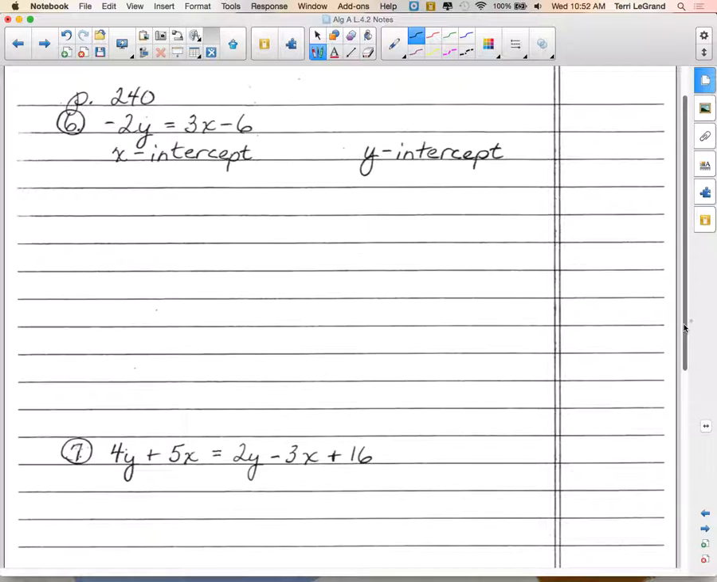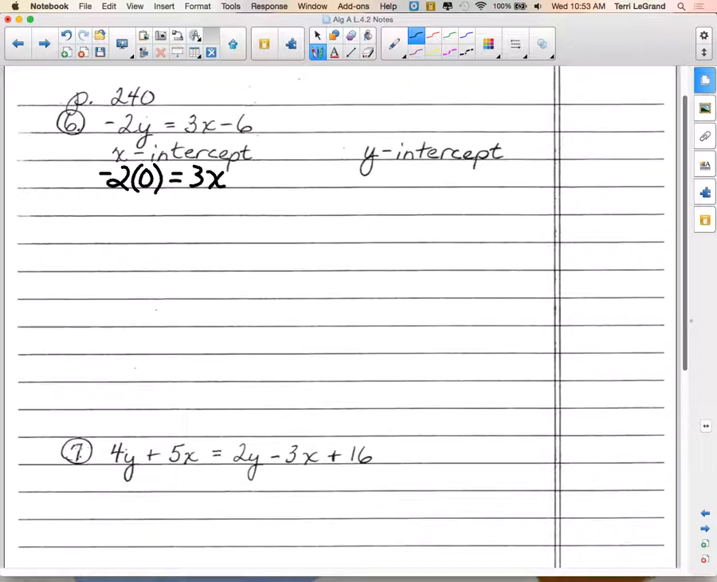So negative 2y equals 3x minus 6. We're looking for the x-intercept first. So remember, when we're looking for the x-intercept, which variable gets replaced with 0? The y value. So we're going to take that y and replace it with 0. So negative 2 times 0 instead of negative 2y. It goes in place of it.